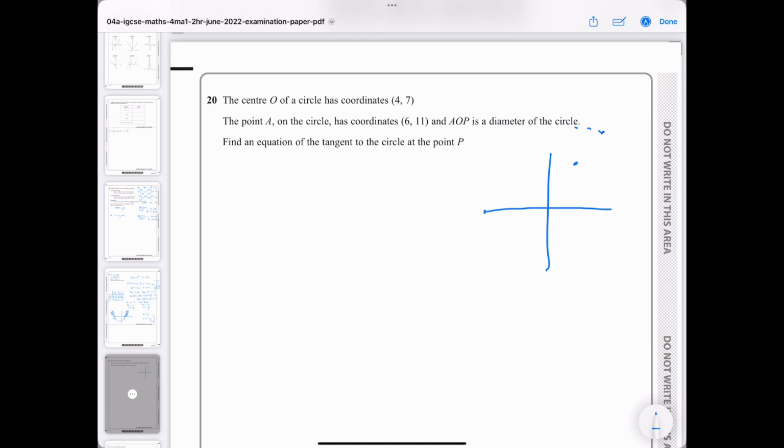This is not a great circle. I am not Giotto by any stretch of the imagination. I don't know if he could do that.